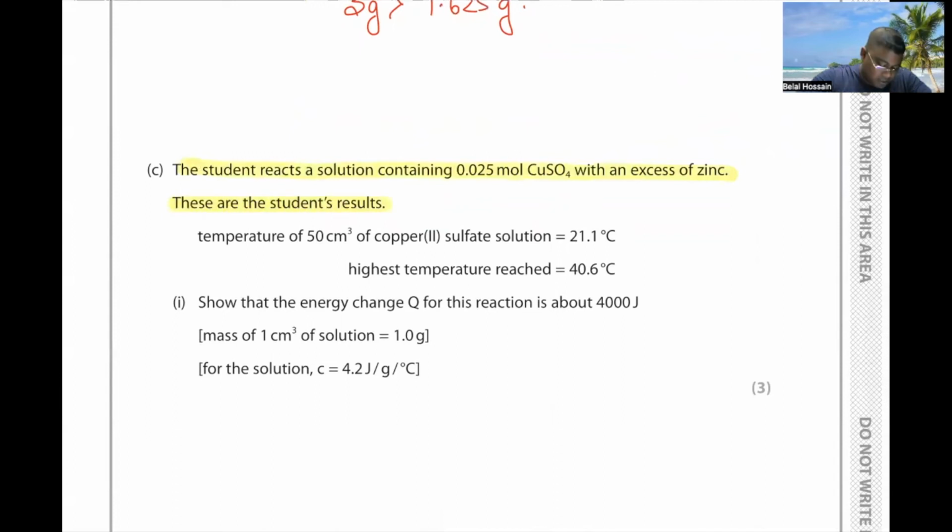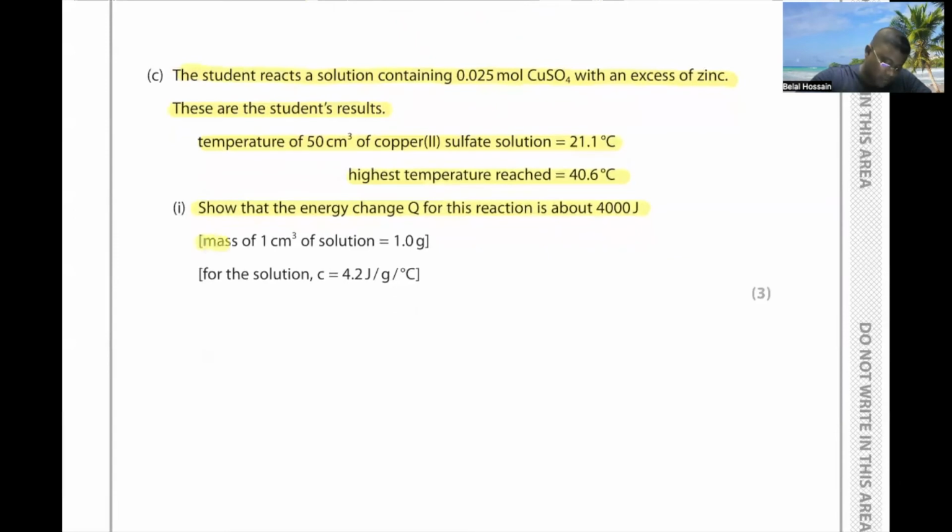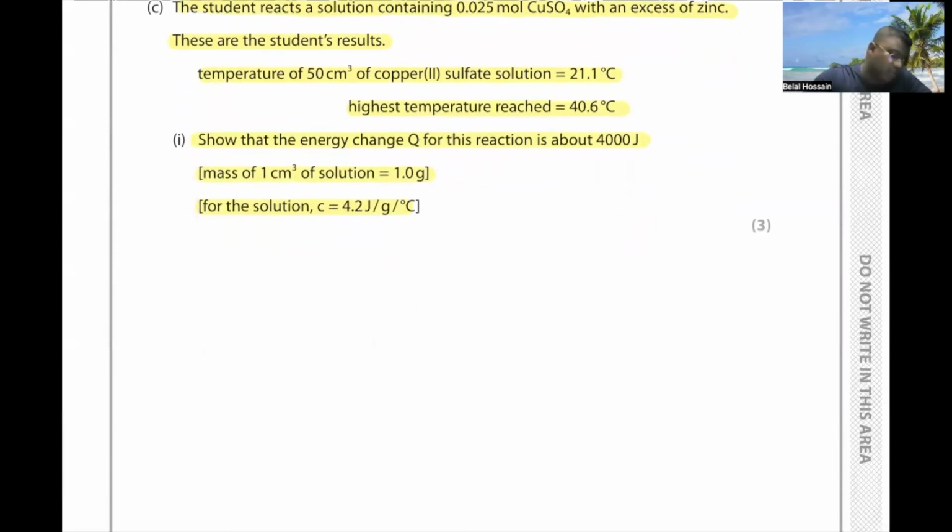Part C. The student reacts a solution containing 0.025 moles of copper sulfate with an excess of zinc. These are the student's results. Temperature of 50 cm³ of copper sulfate solution: 21.1 degrees Celsius. Highest temperature reached is 40.6. Show that the energy change Q for this reaction is 4,100 joules. Mass of 1 cm³ of solution is 1 gram. The solution has a specific heat capacity of 4.2 joules per gram per degree Celsius.